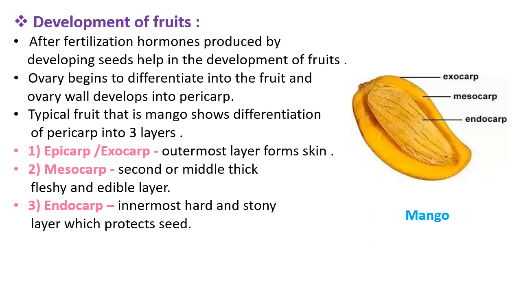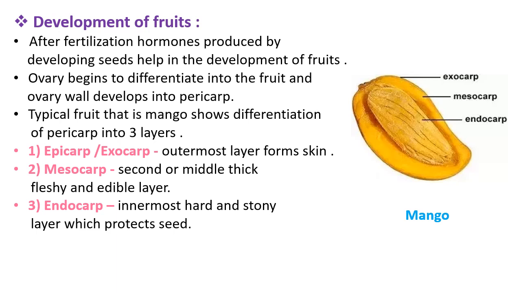Now we will study the development of fruits. After fertilization, the developing seeds produce a hormone which helps in the development of fruits. The ovary begins to differentiate into fruit, and the ovary wall develops into a layer called pericarp.